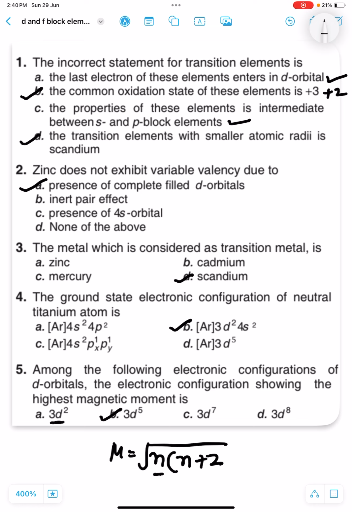3d7 also has how many? Look, this way: 1, 2, 3, 4, 5, 6. Only 5 d orbitals are there. So this is 6 and this is 7. So how many unpaired? 3. So 3d7 has 3 unpaired electrons and 3d8 has only 2 unpaired electrons. And this is having 5. All the electrons in the 3d orbitals are unpaired. So this has the maximum number of unpaired electrons.